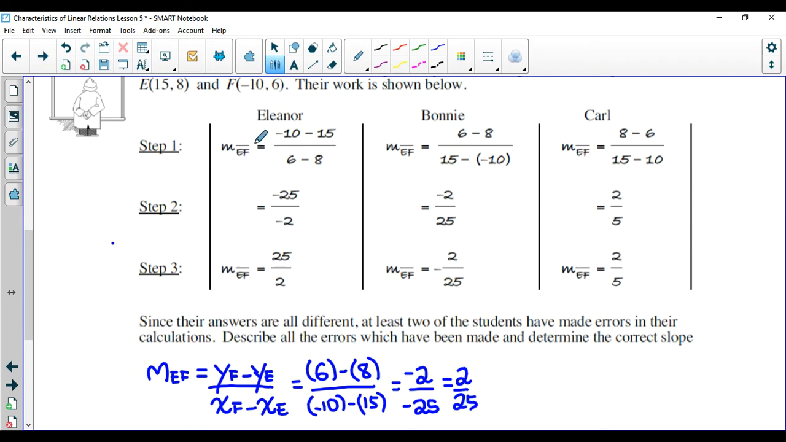Okay, now let's try to figure out what errors the students made in their work. So we have Eleanor first. They have -10 minus 15 over 6 minus 8. So their issue here is they've done the subtraction of the x coordinates on the top and the y coordinates on the bottom. So her problem here is that she needs to switch these.